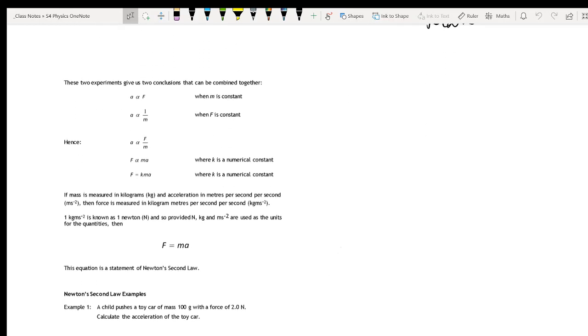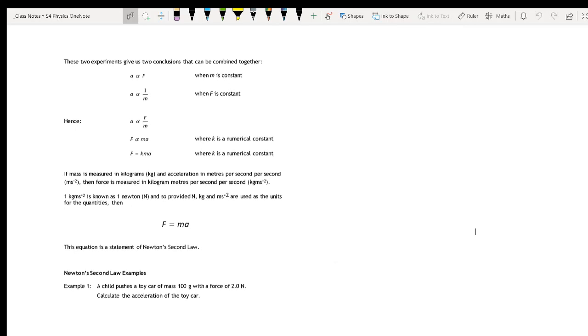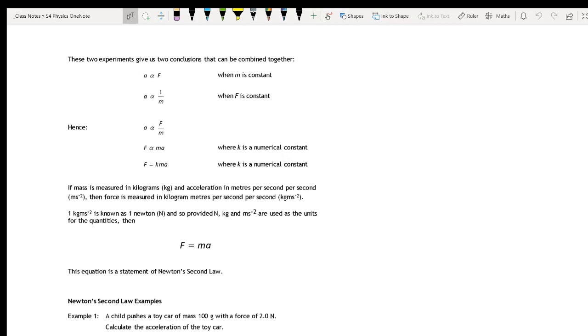Okay, so page 13 says these two experiments give us two conclusions that can be combined together. A, and remember that squiggly sign means it's proportional to, so as one goes up, the other goes up. So A is proportional to F, where mass is constant. So acceleration goes up if force goes up. But A is proportional to 1 over m, so that means if acceleration goes up, mass goes down, okay, where the force is constant.